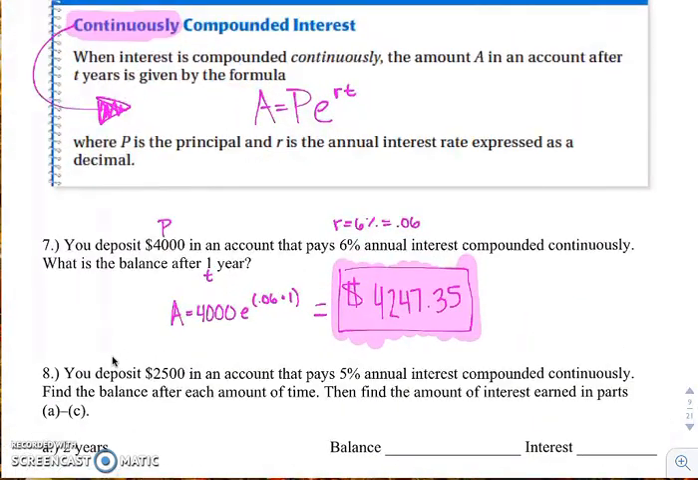So it's just going to be a matter of knowing when you use which ones. The continuously is when you use PERT, and if it doesn't say continuously, it'll say annually or monthly. That's when you're going to use the P times 1 plus r over n to the power of n times t.